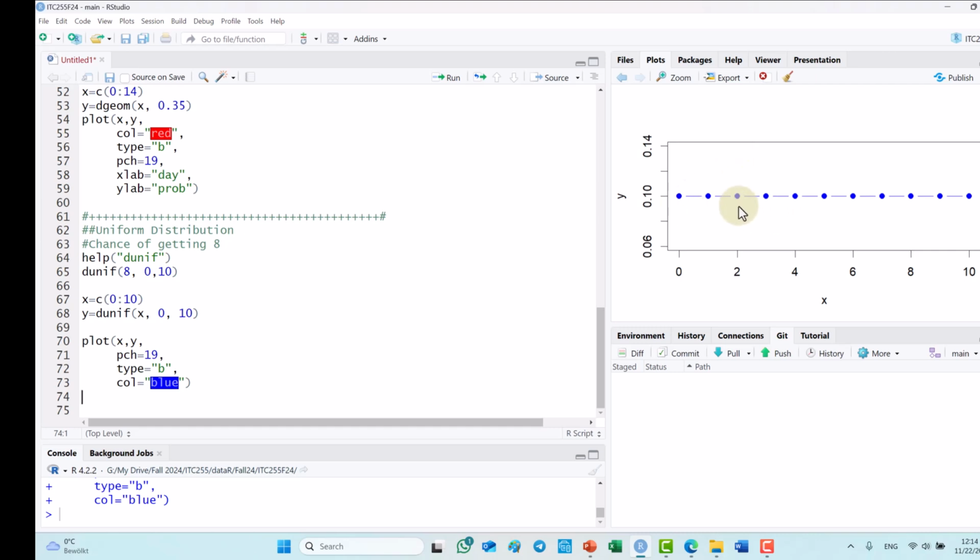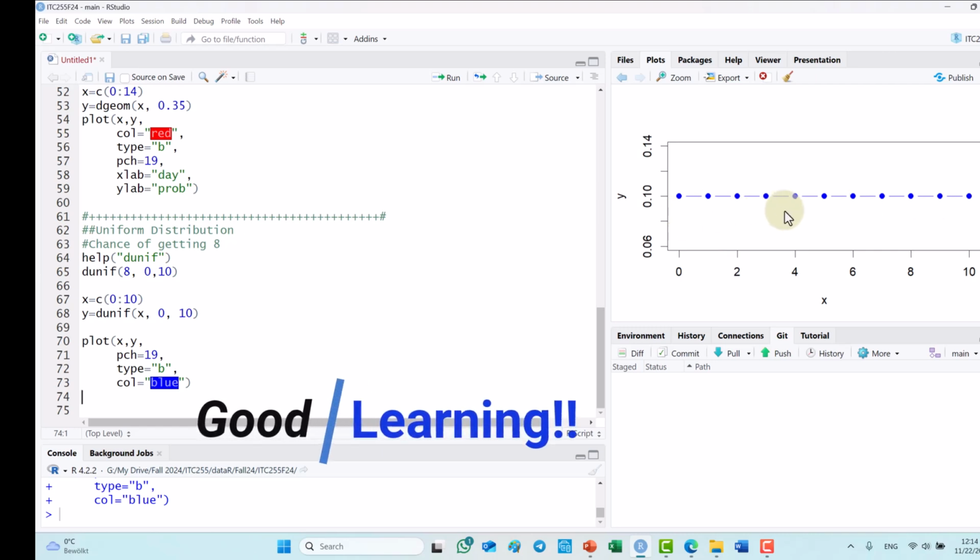Expectedly, you see the probabilities being across the same straight line because the probability of getting each of these numbers is 0.1 and they are the same. And that's why this probability distribution is called uniform distribution.